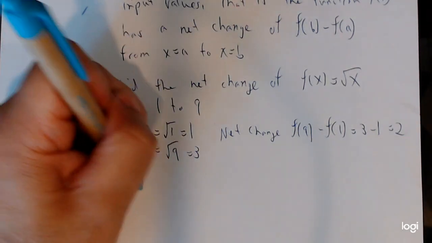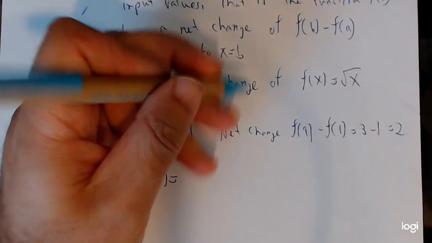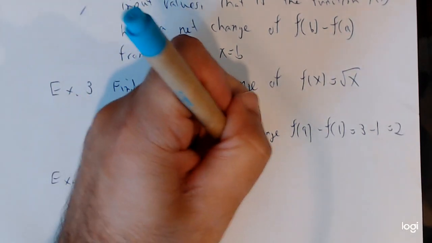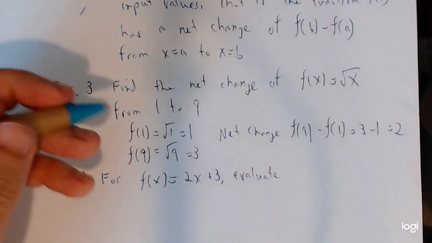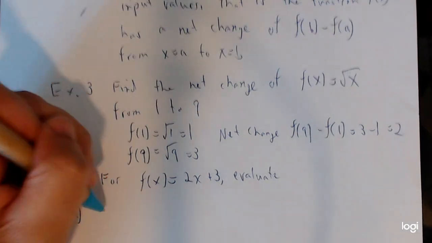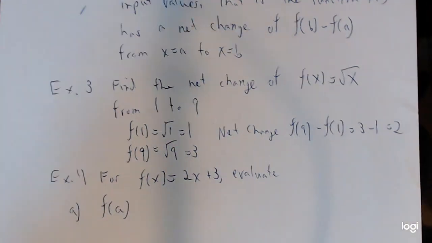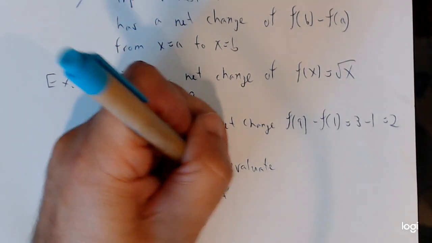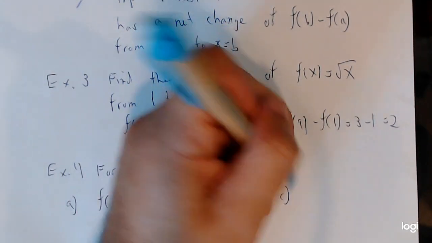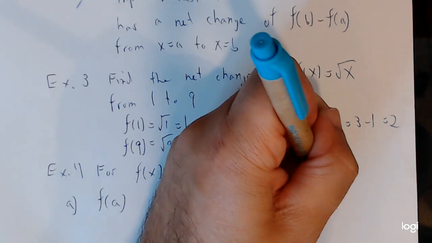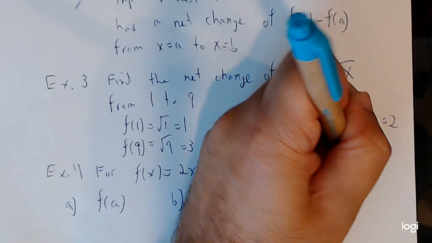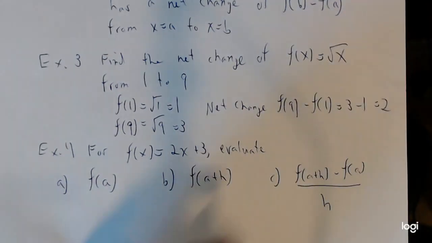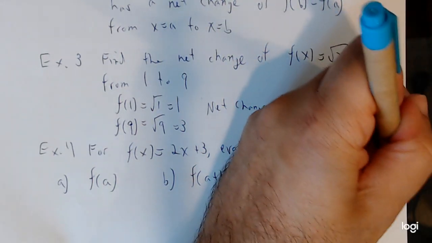For f of x equals 2x plus 3, evaluate a, f of a, b, f of a plus h, and c, f of a plus h minus f of a all over h, where h does not equal 0.